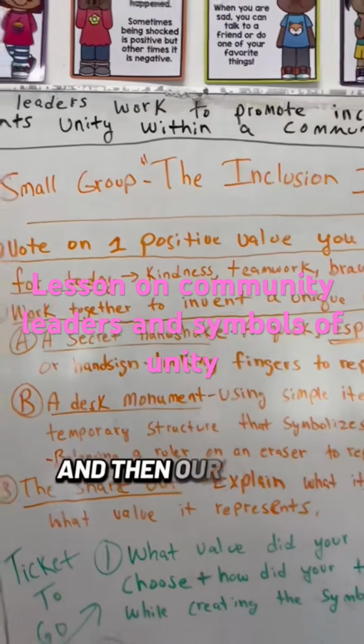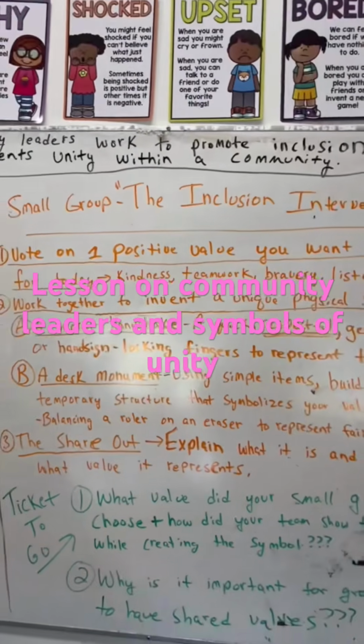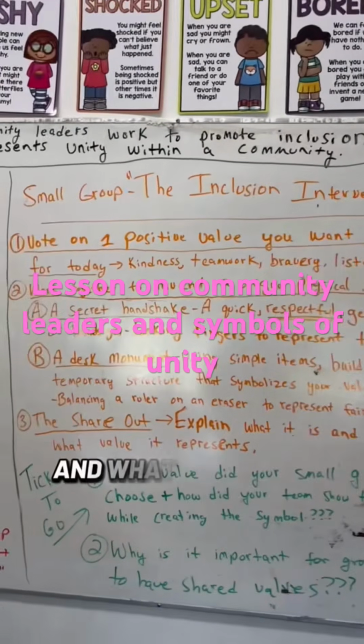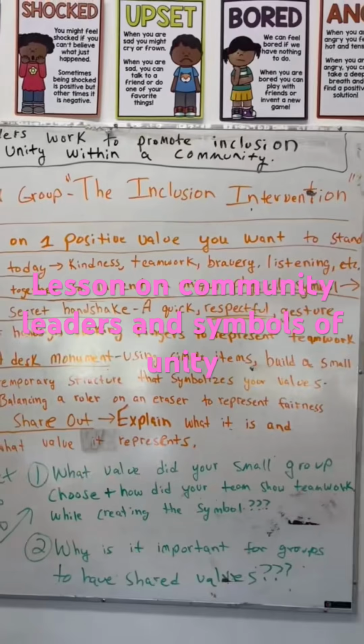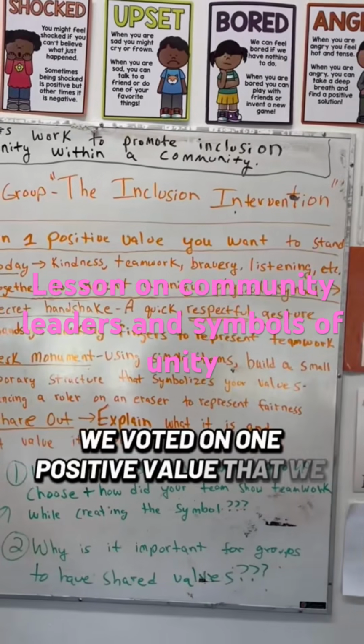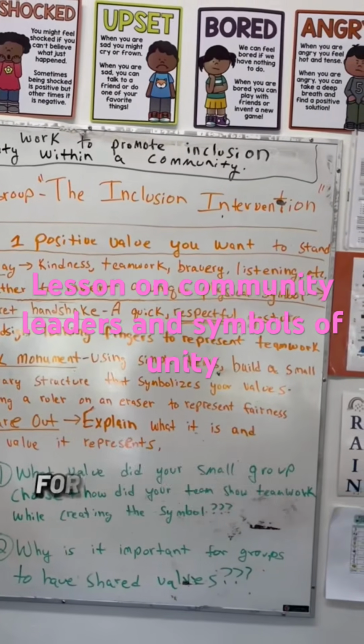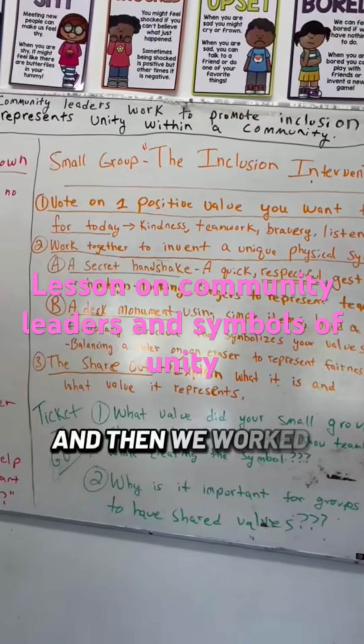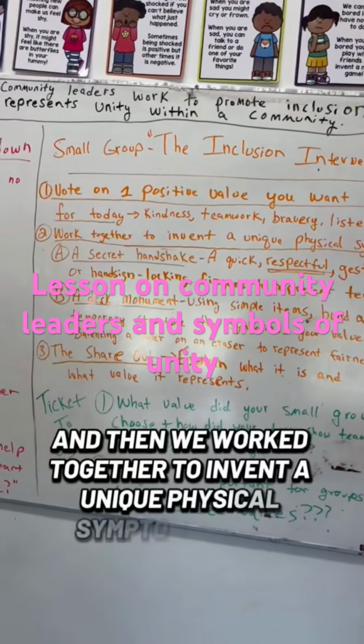And then our small group activity was called the Inclusion Intervention. And what we did for this was we voted on one positive value that we wanted to stand for today. For instance, kindness, teamwork, bravery, and listening. And then we worked together to invent a unique physical symbol.